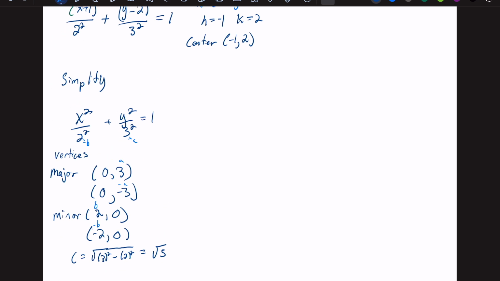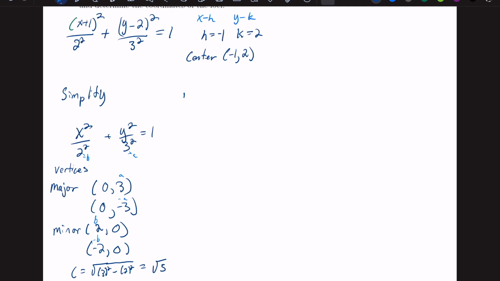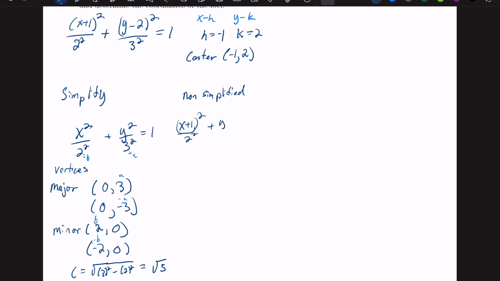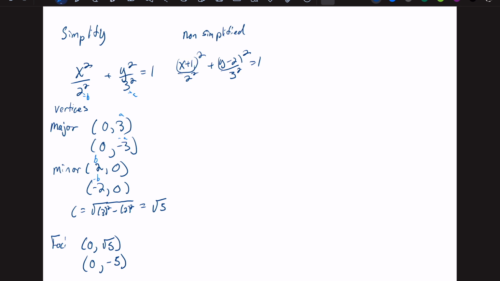All right, so we have the simplified, and we want to move it back over. So here's the points for the simplified. So let's go back to our version. So I'm going to write non-simplified, simplified. So we simplify, and then we take the non-simplified version, aka x plus 1 squared over 2 squared plus y minus 2 squared over 3 squared equal to 1. All right, so how are we going to translate all this?